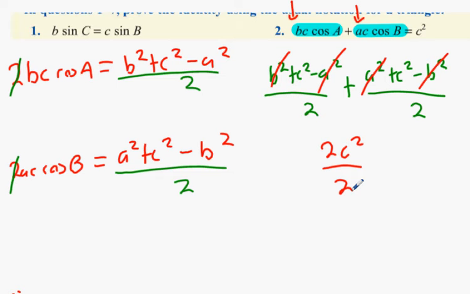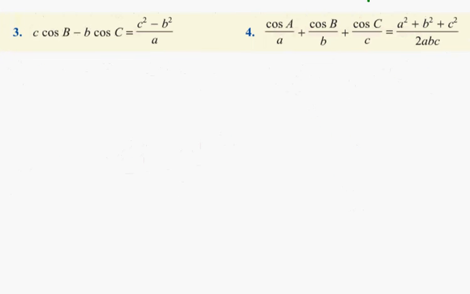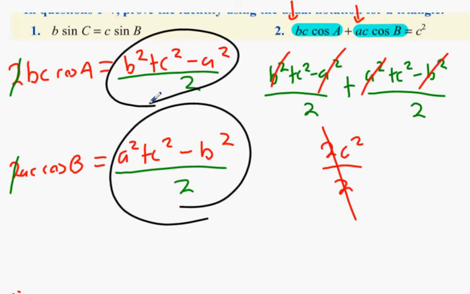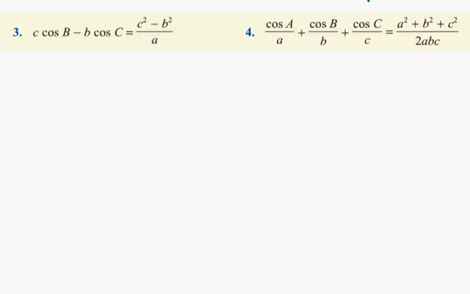And what will that turn into? 2c squared over 2, which is c squared. Okay, that's tough enough, right? Because it's a bit random. Now, what did you bring up? You brought two equal things up. Yeah, I brought the two of them. This one and this one replace this one and this one. Yeah, right.